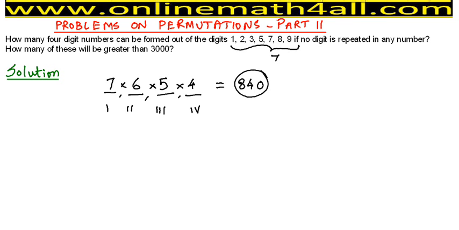That is, we'll be getting 840 four-digit numbers. When we form a 4-digit number using the given 7 digits, we'll get 840 four-digit numbers. Okay, students, now we can move to the second part of our question.